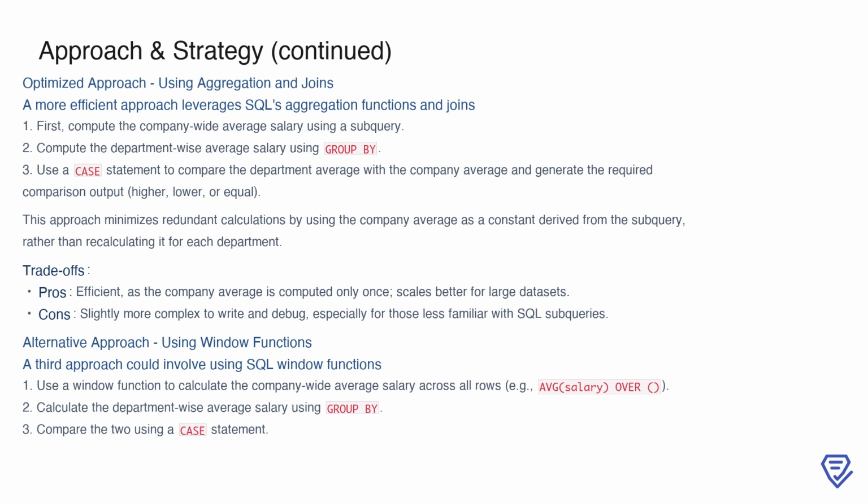Finally, we use a CASE statement to compare the department average with the pre-computed company average. This allows us to generate the required output, indicating whether the department's average is higher, lower, or equal to the company-wide average. This method is much more efficient because the company average is computed only once, significantly reducing overhead.